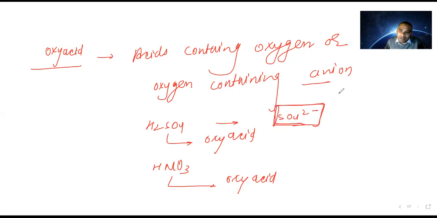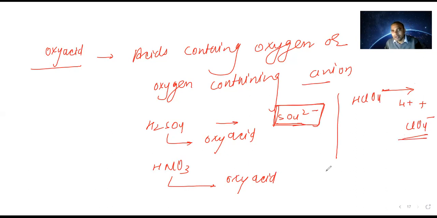If you take HClO4 and ionize it, it is going to give H plus plus ClO4 minus. So again, it is an oxy acid, because all of them have oxygen. Can I erase? Yes.